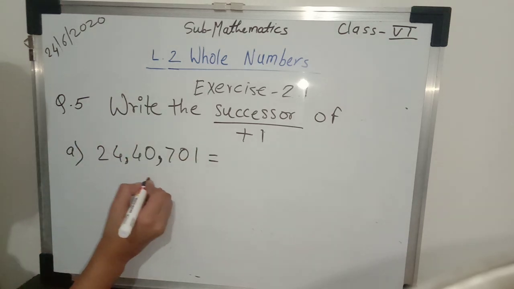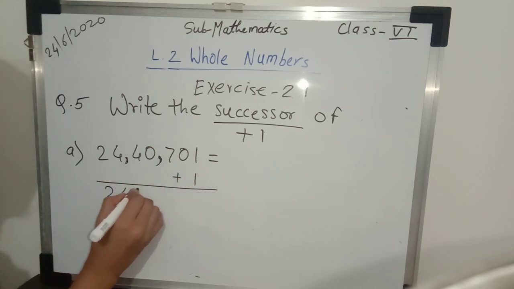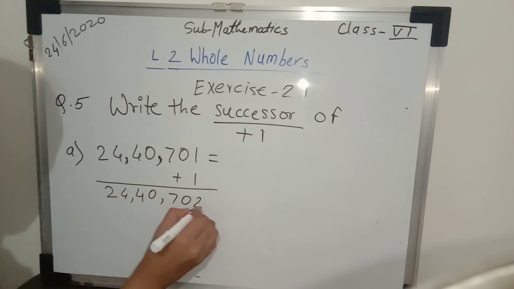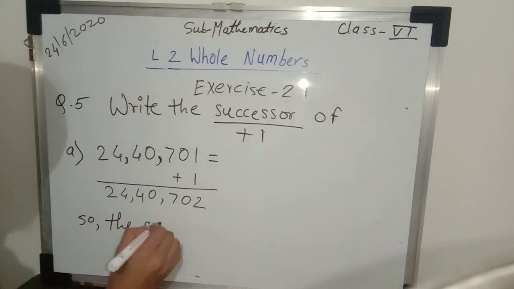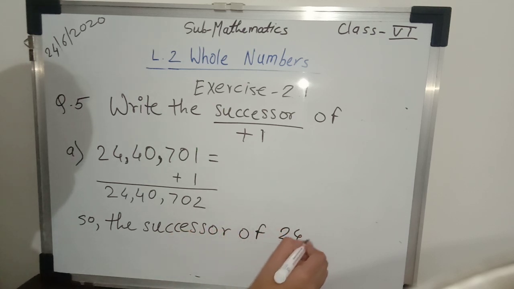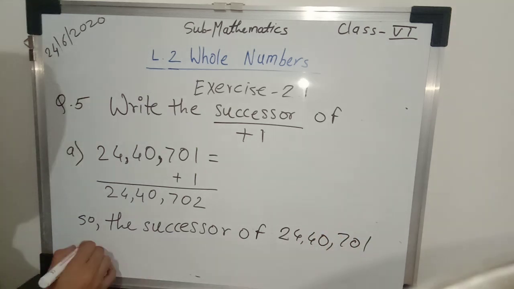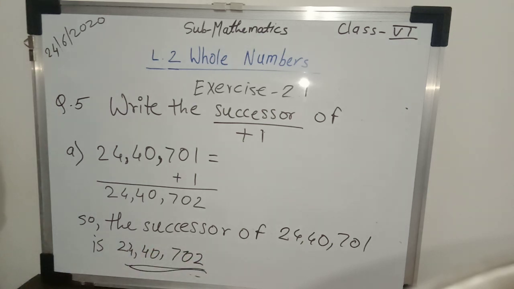So what we will do, we will add the 1 in it and we'll get 24,40,702. So the successor of 24,40,701 is 24,40,702. So in this way you can find out the successor of any given number. Means largest to largest number will be there, but you can find out the successor of any number.